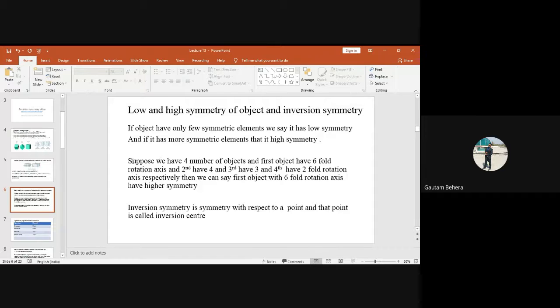Suppose, this is an example, we have 4 objects. Listen carefully. We have a total of 4 objects. The first object has a 6-fold rotational axis, the second one has 4, the third one has 3, and the fourth one has a 2-fold rotational axis, respectively. Then we can say the first object with the 6-fold rotational axis has higher symmetry, and the lowest symmetry is of the fourth object, which has only a 2-fold rotational axis. It is okay. And inversion symmetry is a symmetry with respect to a point, and that point is called the inversion center.